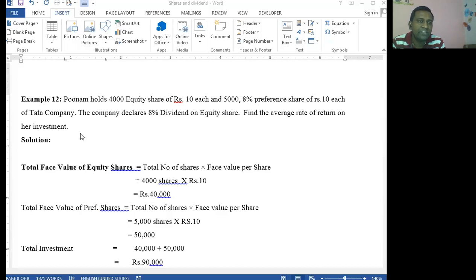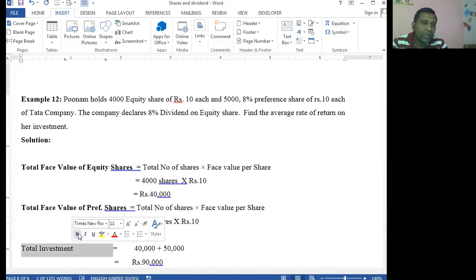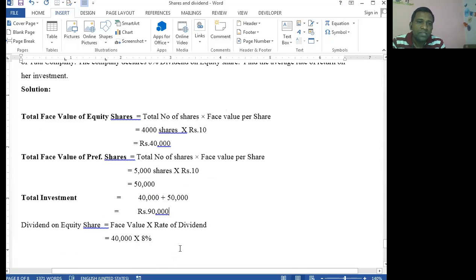Find the average rate of return on her investment. Now, she held 4,000 equity shares, and the face value per equity share is ₹10. So total face value of equity share is total number of shares multiplied by face value per share, 4,000 multiplied by ₹10. So the total face value is ₹40,000. Similarly, in case of preference shares, total number of preference shares held 5,000 multiplied by ₹10 per share. So total face value is ₹50,000. Now aggregate both investments, ₹40,000 for equity share and ₹50,000 for preference share. So total investment of Miss Poonam is ₹90,000.